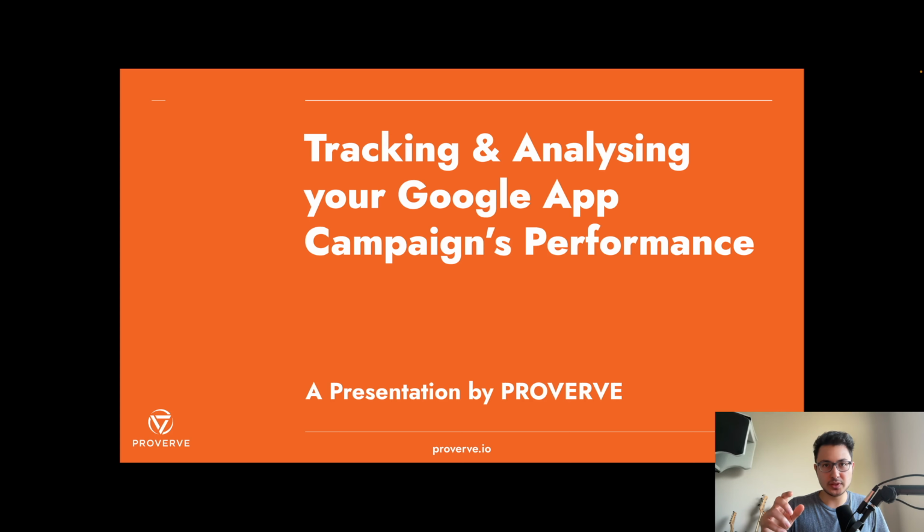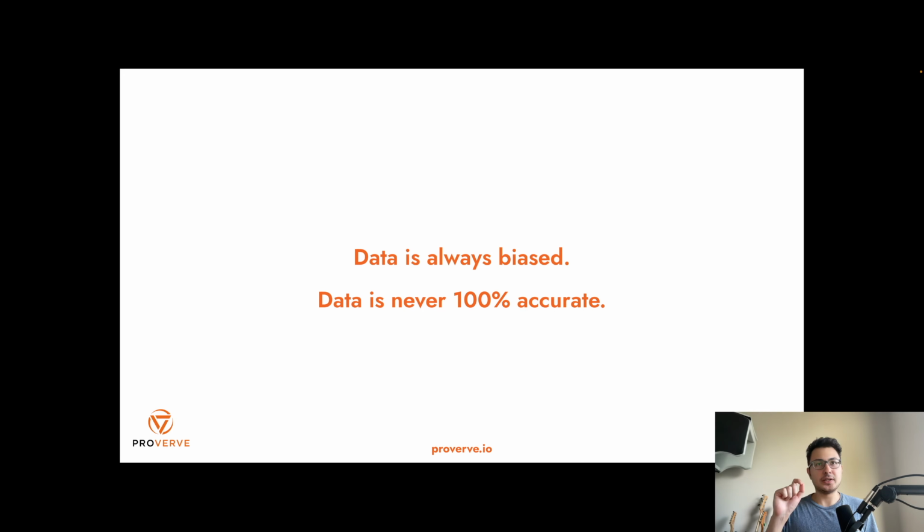Now that we've launched our Google App campaign, it's time to start looking at our performance, looking at our data, and being able to understand what's happening with our tracking and attribution. Let's begin. There's two facts you need to understand about data specifically.